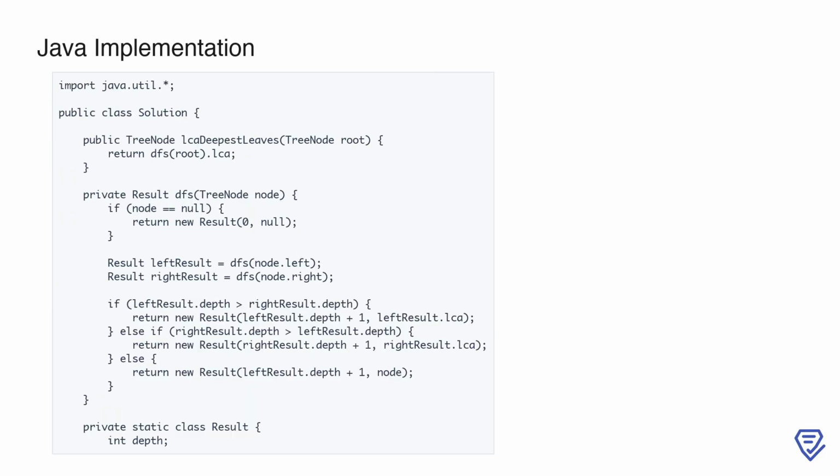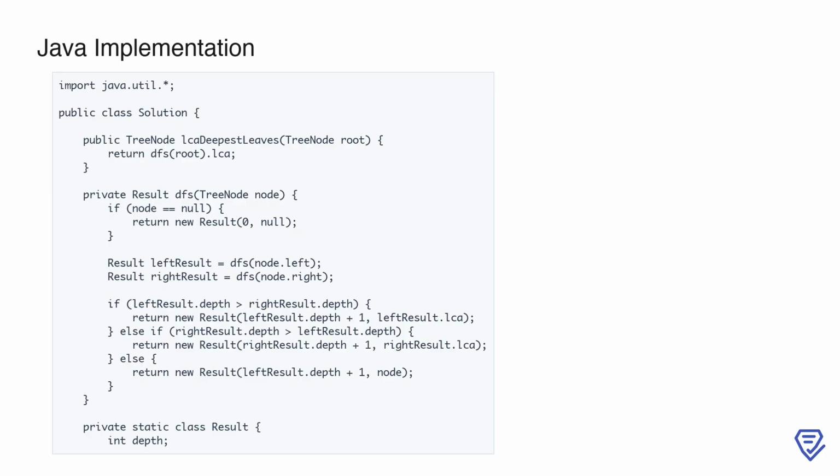Here, we start with the LCA deepest leaves method, which takes the root of the tree as input and returns the lowest common ancestor of the deepest leaves. The core logic lies in the DFS helper method, which performs a depth-first search on the tree. Within the DFS method, we handle the base case first. When the input node is null, we simply return a new result object with a depth of 0 and a null LCA. Next, we recursively call DFS on the left and right children of the current node to compute their respective results.